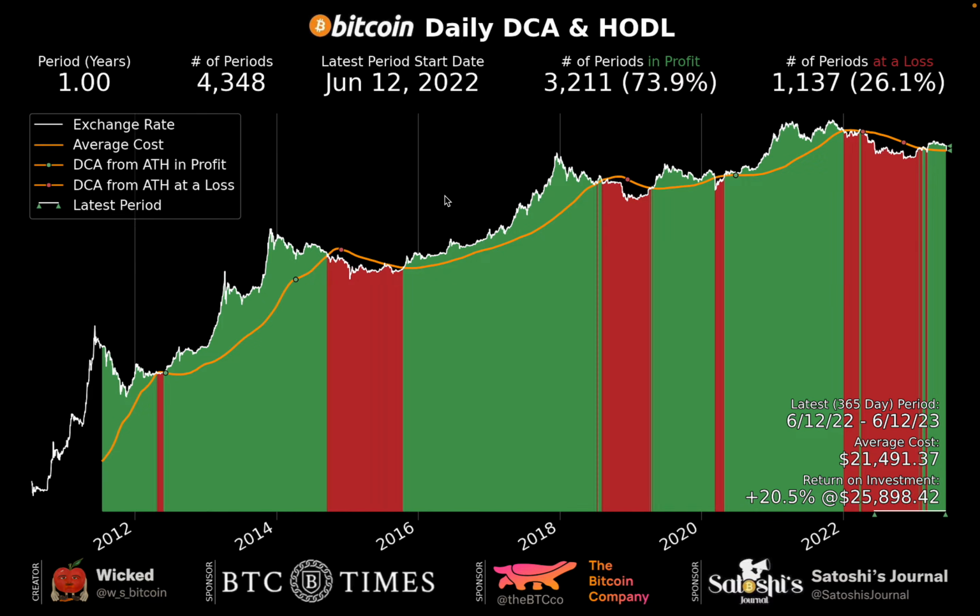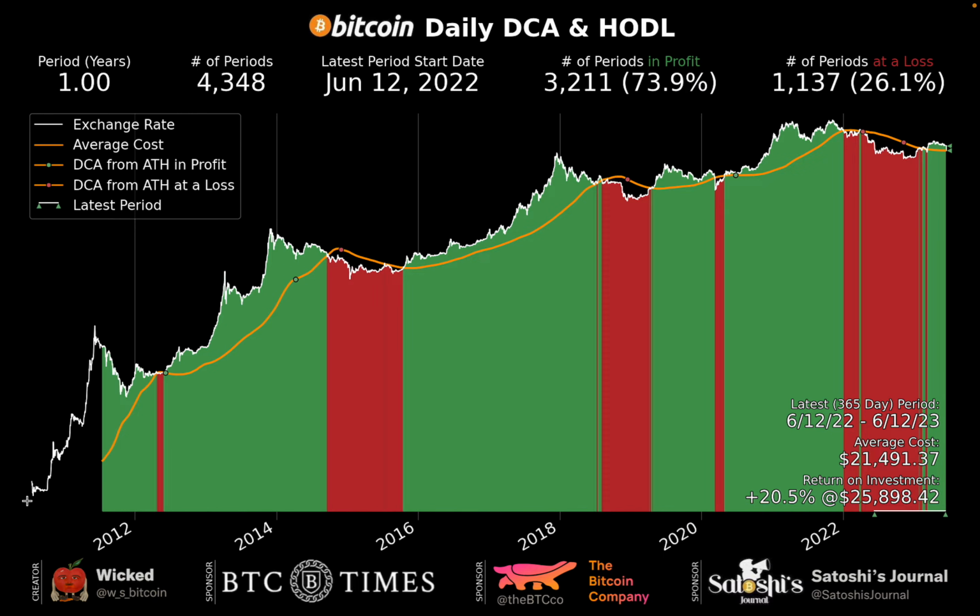Basically, analyzing different intervals or periods, I call them here, that you may have been DCAing, and analyzing whether those different periods would have been in profit or at a loss after DCAing for some set amount of time. So in this frame I'm showing now, the period that I'm analyzing is a 1 year period. So if you had been daily DCAing for one whole year, starting at any point here, would you be in profit or at a loss?